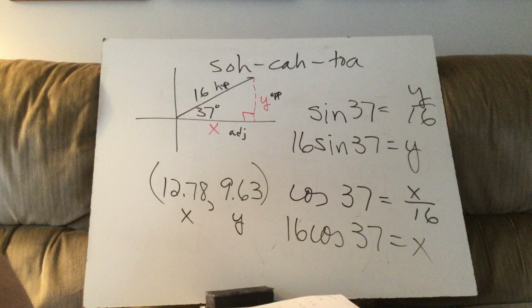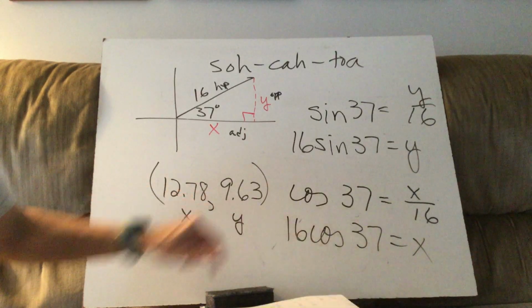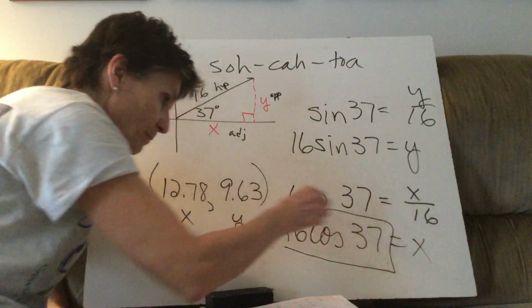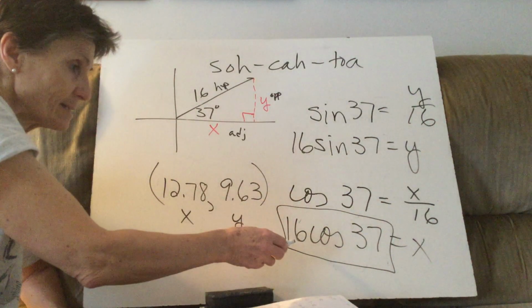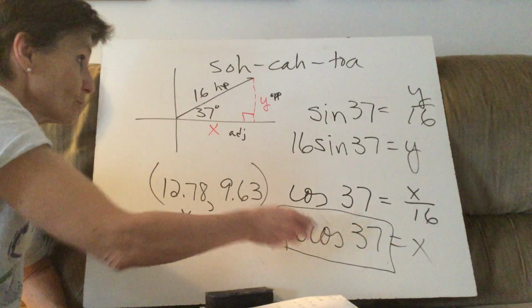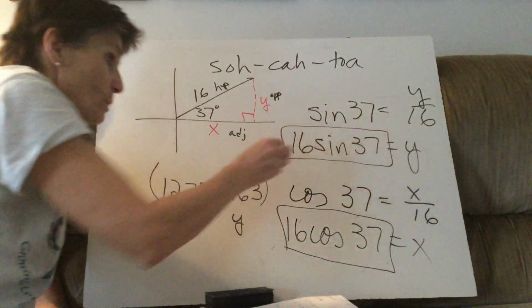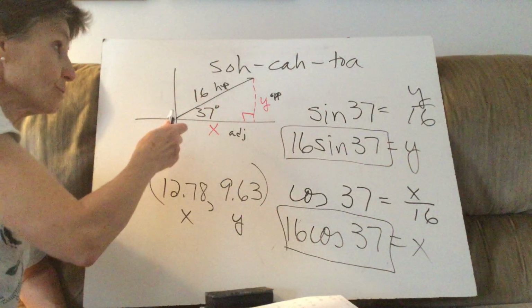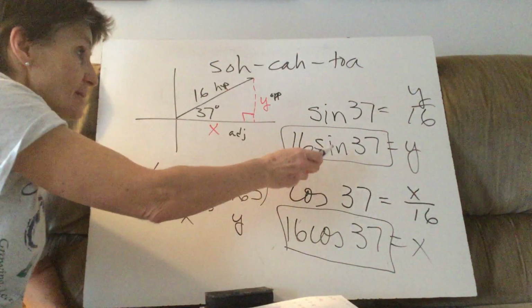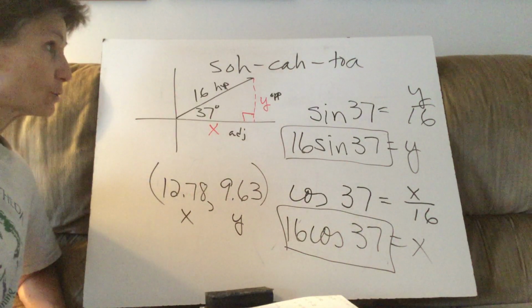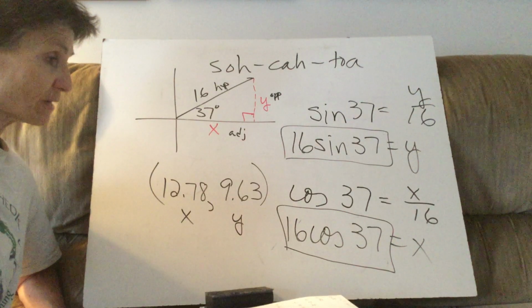Now, I want you to pay attention to how we got these numbers, guys. Notice that to get x, we simply took 16 times the cosine of the angle. And to get y, we took 16, which was the magnitude, the hypotenuse, times the sine of the angle. So I want you to hang on to that thought. We're going to do a couple more examples, and then we're going to make an observation.